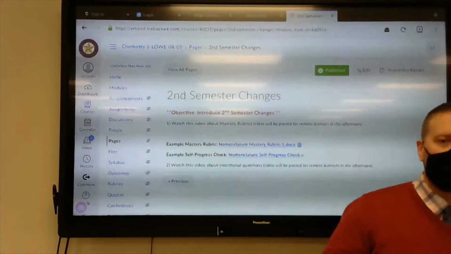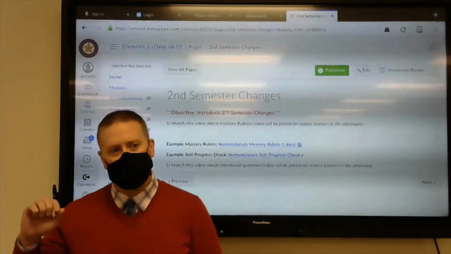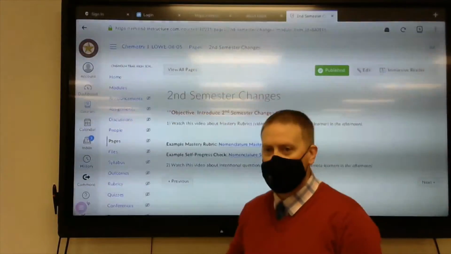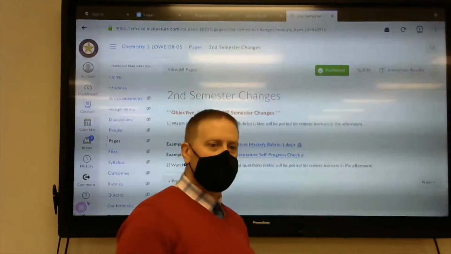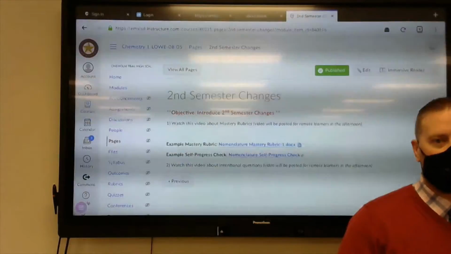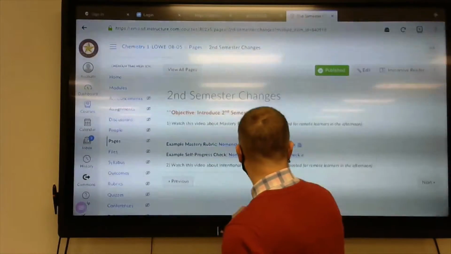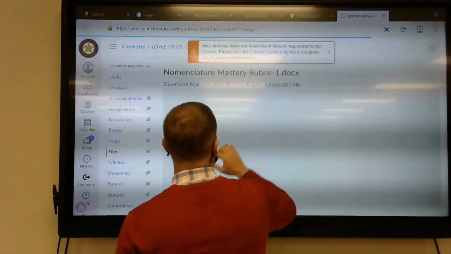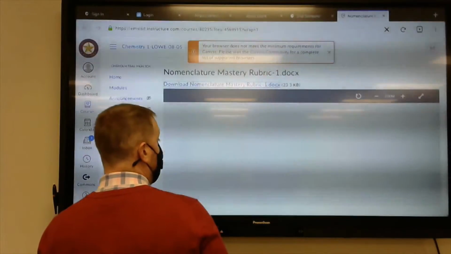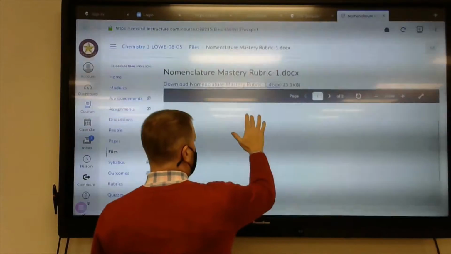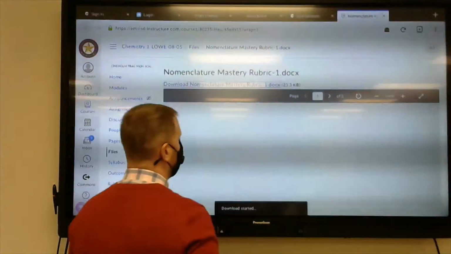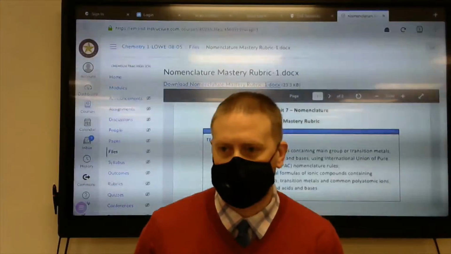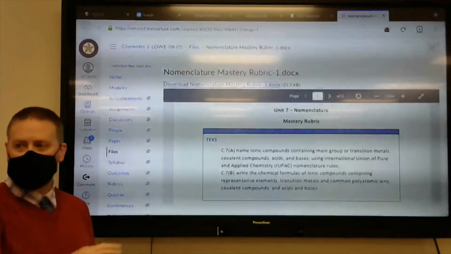These are called Mastery Rubrics. So for each unit, whenever we start a unit, I'm going to post in the first module the Mastery Rubric for that unit. So if we pull up the example that I have, this is for the last unit that we did before the semester exam. All right, this is for nomenclature.